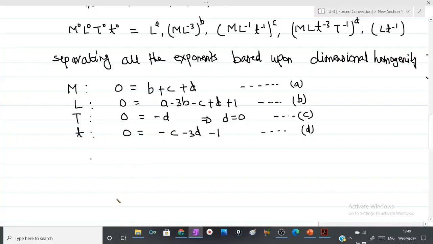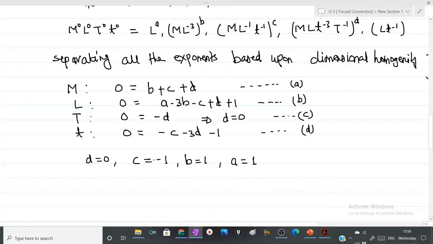So it is clear d is equal to 0. If I put the value of d into this equation, the value of c becomes minus 1. If I put the value of c and d into equation A, c is minus 1 and d is 0, the value of b comes out 1. And if I put the values of b, c, d into equation B, b is 1, c is minus 1, d is 0. So after solving this, I will get the value of a is equal to 1.